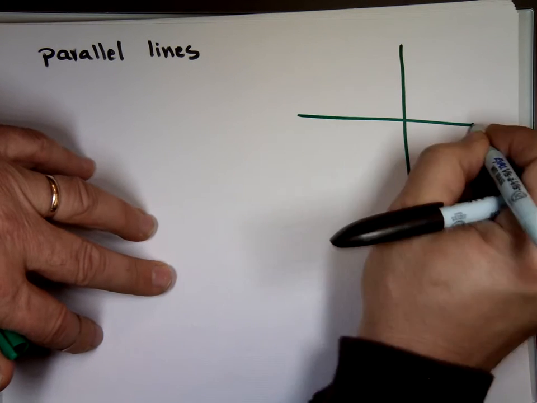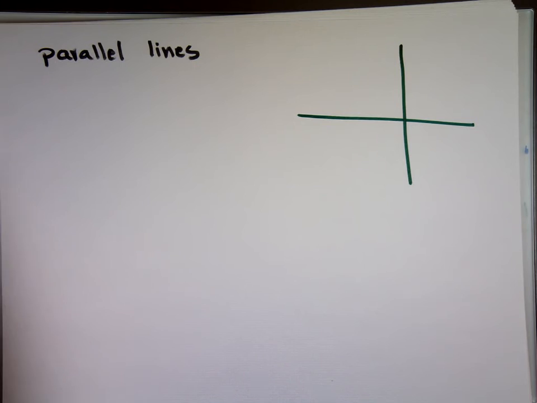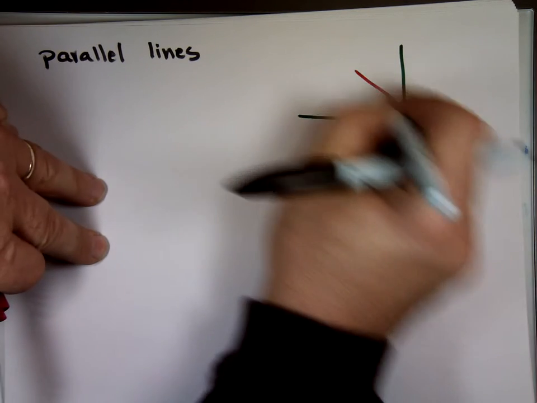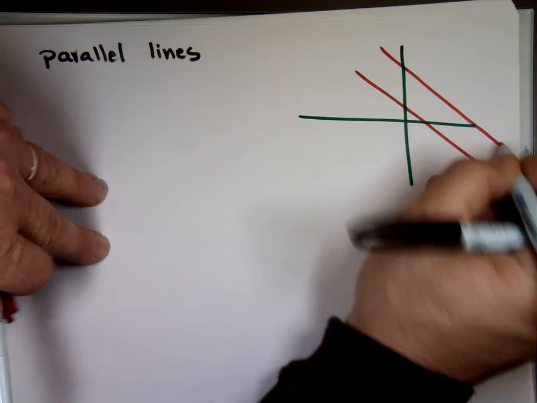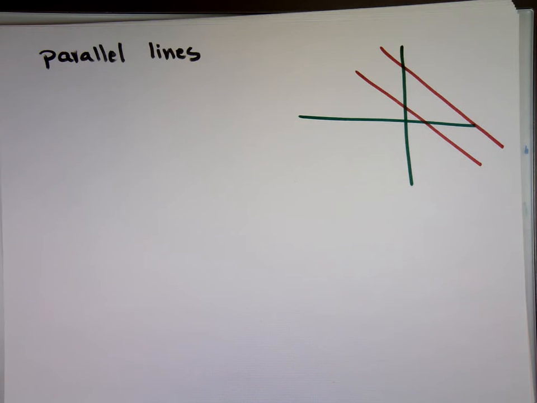What does parallel mean? Crossing? They don't cross each other. Oh. The distance between them stays the same. These two lines are parallel. That gap between them is always the same. They never cross each other.